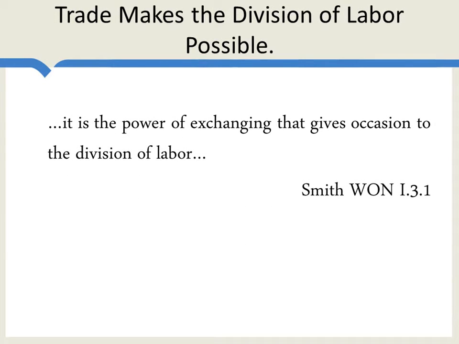So what makes the division of labor possible? It's trade. It's the power of exchanging. A shoemaker, for example, will not specialize in making shoes unless he expects that he'll be able to trade the product of his labor, the shoes, for all the other goods, for the shelter, for the clothing, for the food that he needs. So if you want to increase the division of labor, you've got to find a way to extend trade even further. So let's look at how we can extend trade, how we can make trade easier. What did Adam Smith say about extending trade?